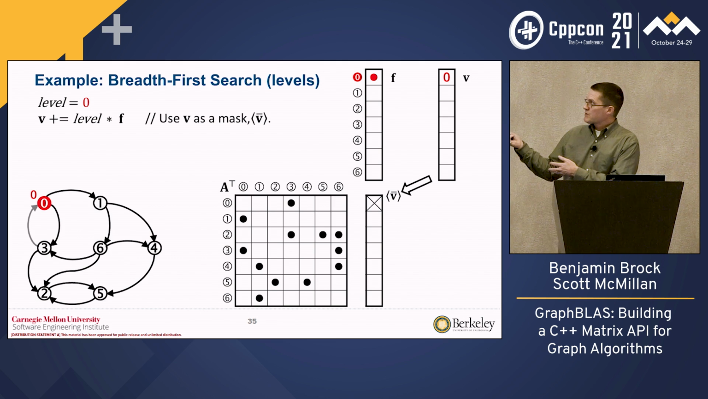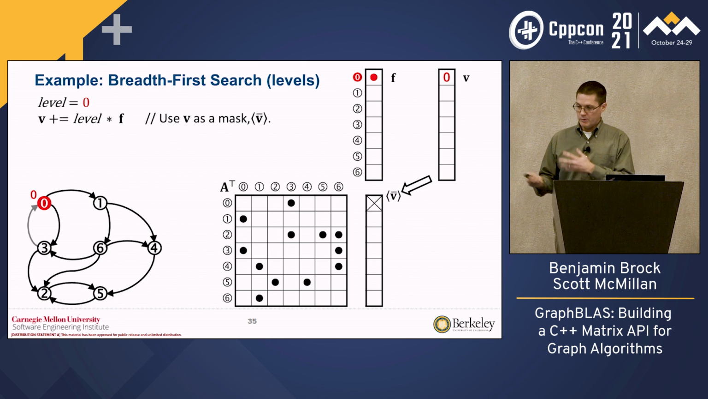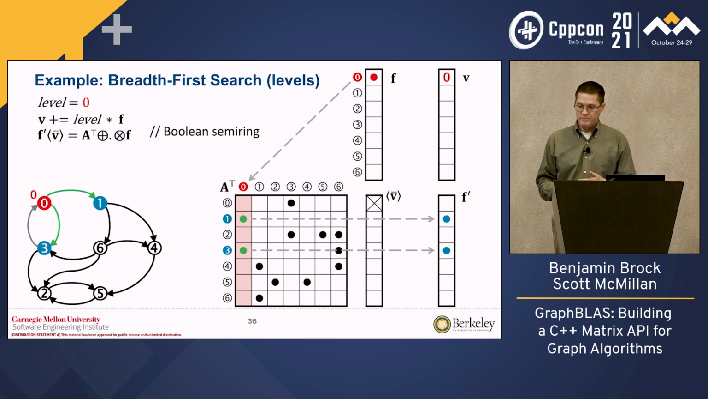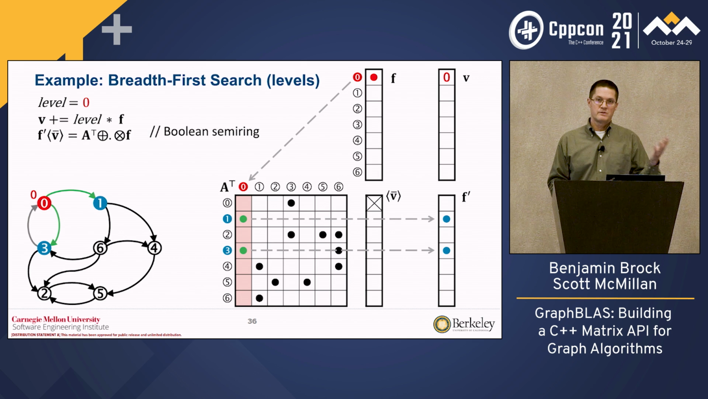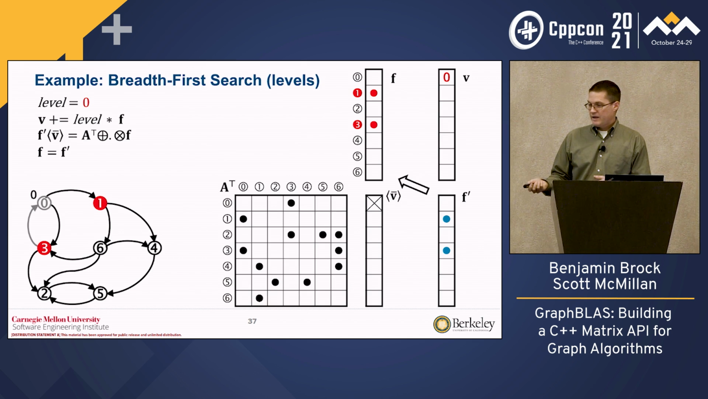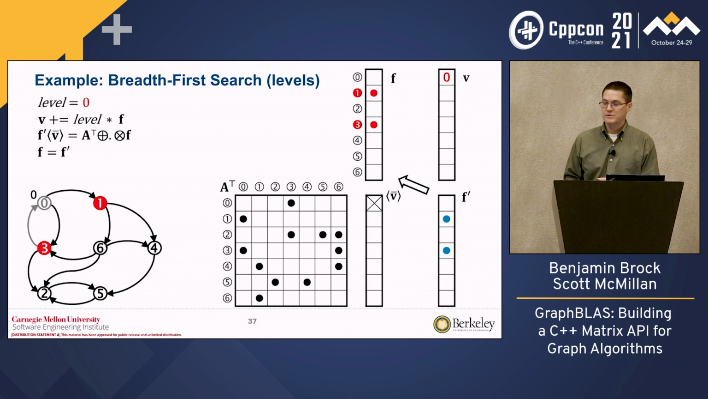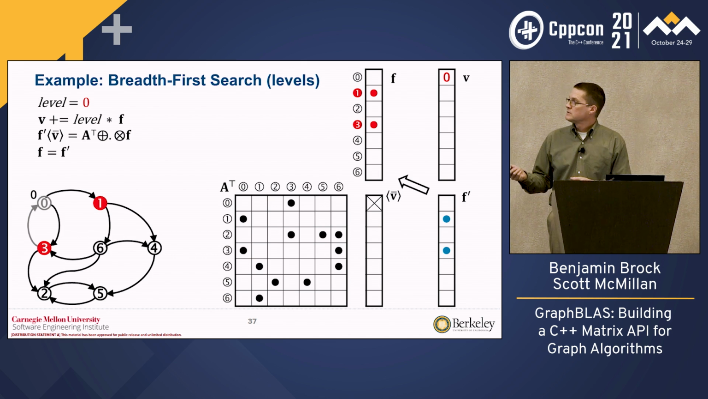We build a mask from the visited list, so we're not interested in visiting node 0 anymore. We already have the information we need. And then we do the matrix vector multiply. So it finds nodes 1 and 3, it passes through the mask, and is written into the output vector there. Then it becomes the new frontier for the next iteration. So that's the finish of the first iteration.